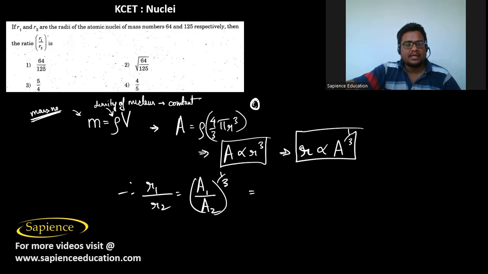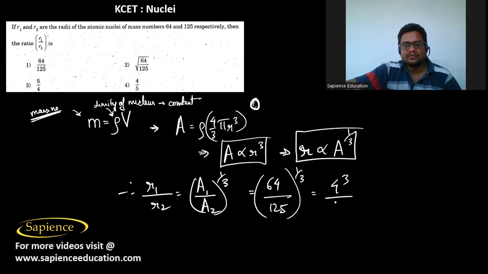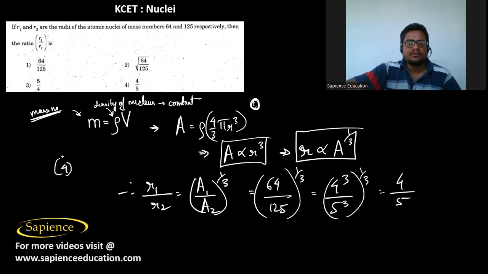Here A1 is the mass number of the first nucleus, which is 64, and A2 is the mass number of the second nucleus, which is 125, whole power 1 by 3. So that is equal to 4 cube divided by 5 cube whole power 1 by 3. So that is equal to 4 by 5. So it means option 4 is the correct answer.